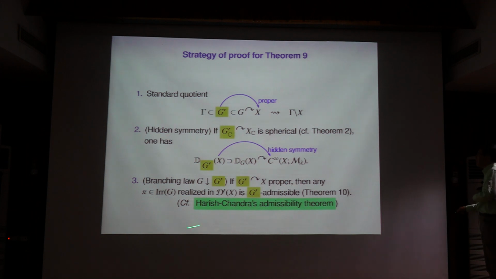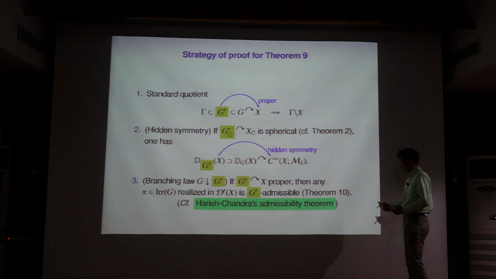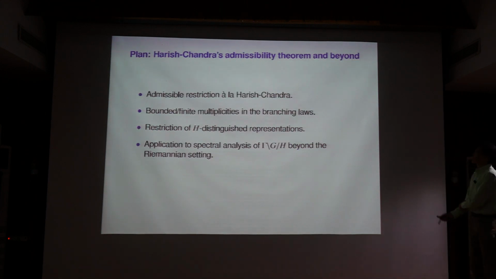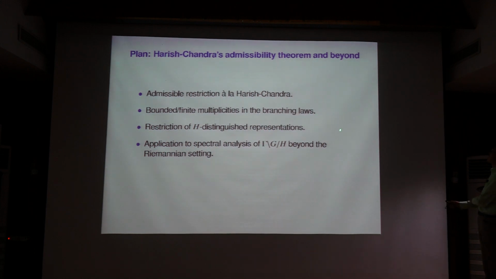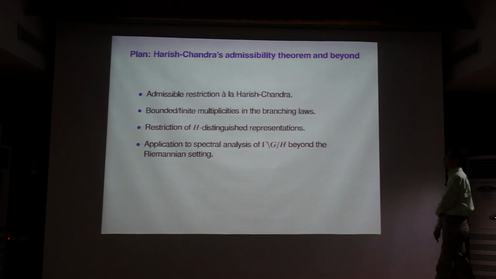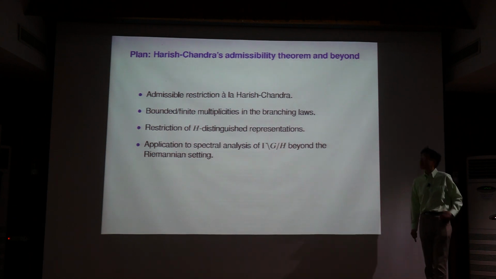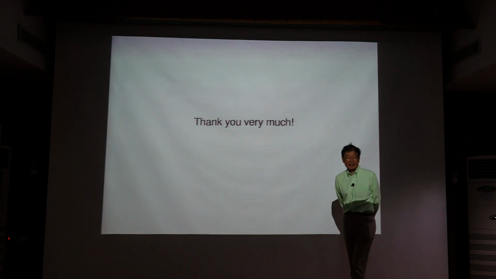And so we go in opposite directions, and then this information gives a spectral analysis on the G mod H mod gamma. So this is the end of the talk. So I have explained some topics inspired by Harish-Chandra's admissibility theorem, and then discussed its applications to the spectral analysis of the pseudo-Riemannian locally homogeneous spaces. Okay, thank you very much for your patience.